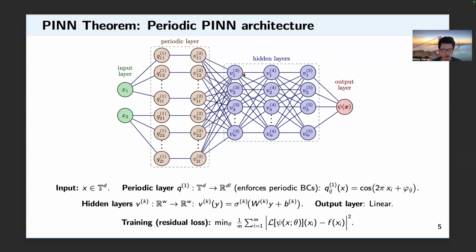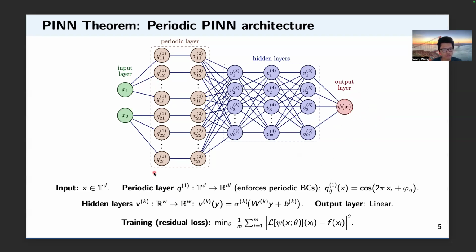Then come the standard hidden layers, which are simple fully connected layers, I mean the MLP, the multi-layer perceptron, a composition of linear transforms and nonlinear activations, followed by a linear output. That's our PINN architecture. And then the input is the variable x, points in the domain, and the output is the solution value of the PDE, like u(x) here.